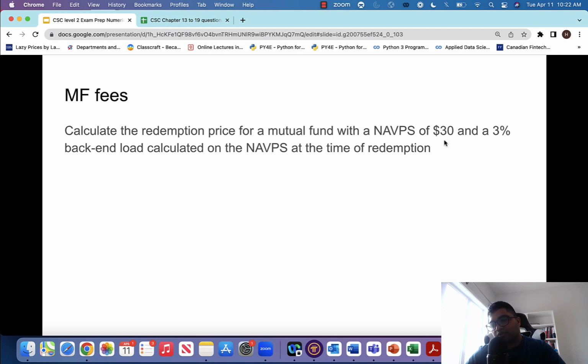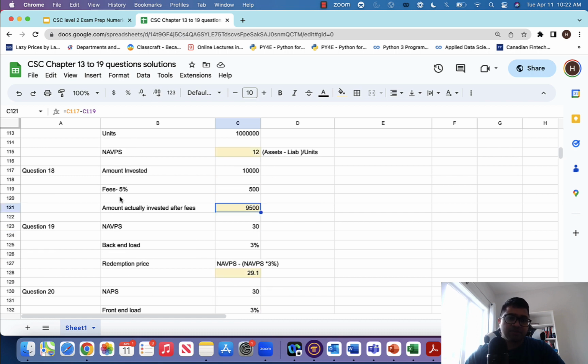$30 you are selling the fund for, but there will be fees that you have to pay when you sell the fund. The fees are 3% of $30 because it is NAV at the time of redemption. So you're going to get less than $30. Let's see how to calculate the actual amount. So NAV was $30. Back-end load given was 3%. So what is the redemption price?